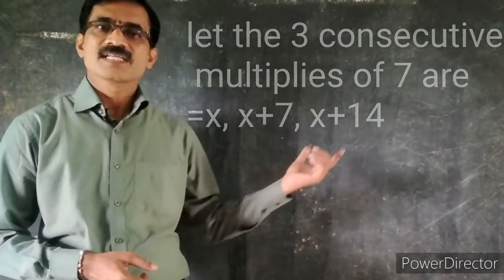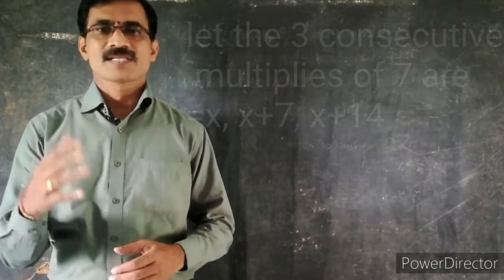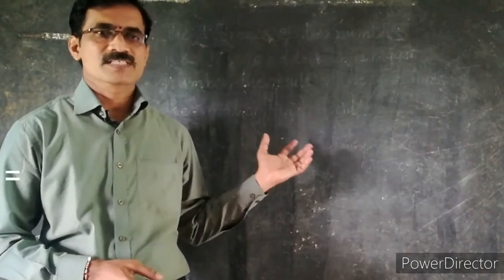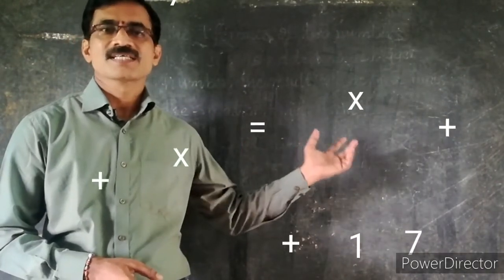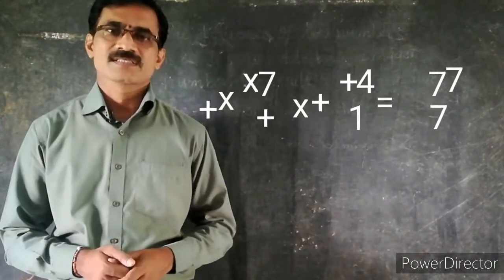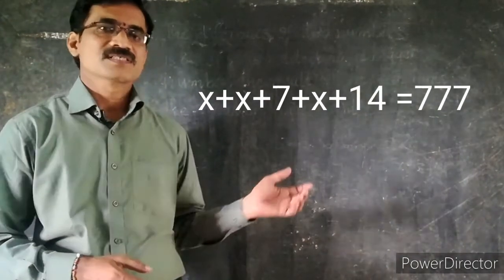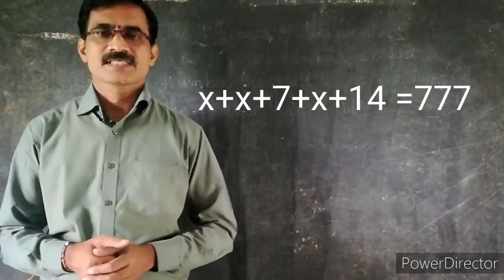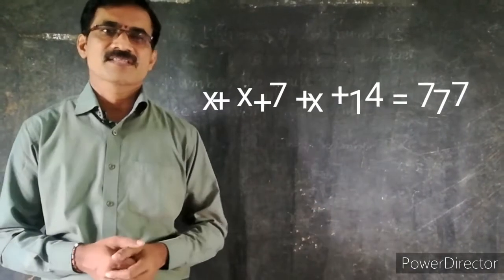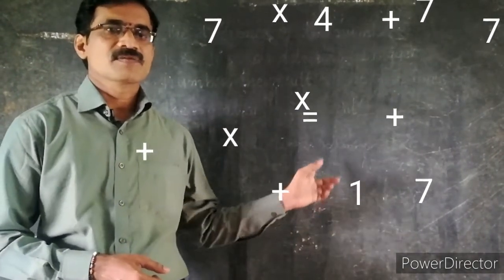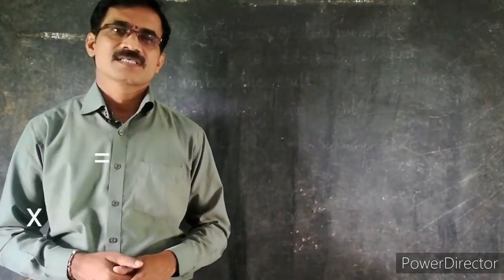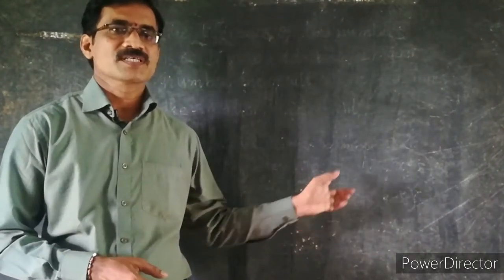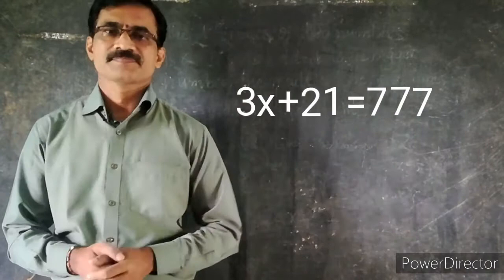So the sum of these 3 numbers is equal to 777. It is given in the problem. Sum means addition, so x plus x plus 7 plus x plus 14 is equal to 777. So this is the linear equation we get. If you add the left hand side, 3 x's are there, so 3x plus 7 plus 14, that becomes 21. So 3x plus 21 is equal to 777.